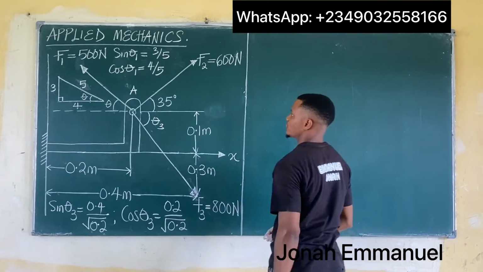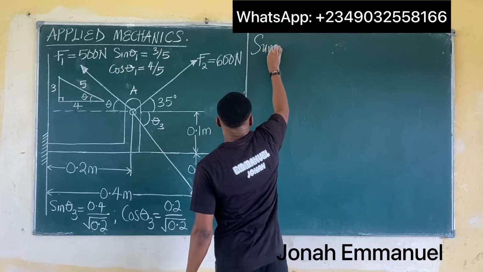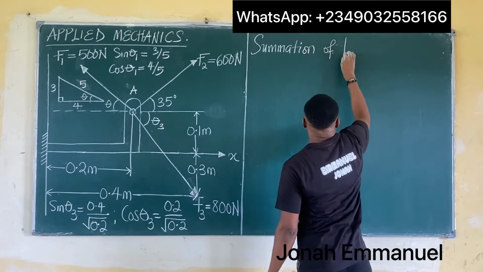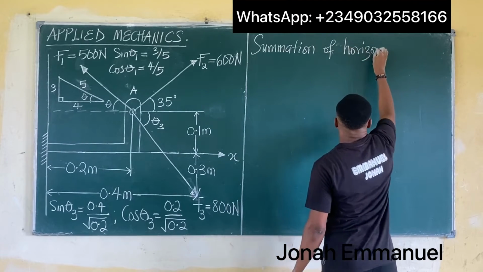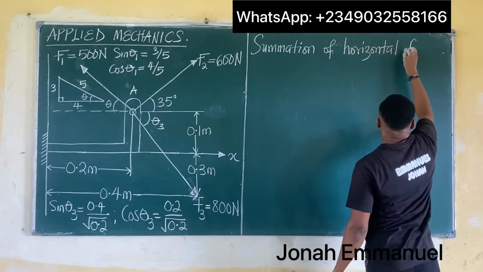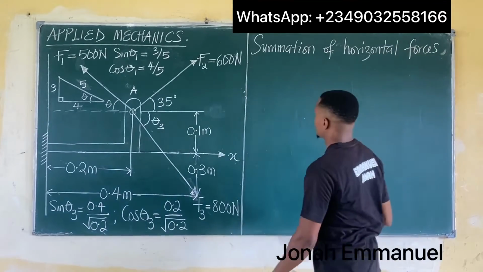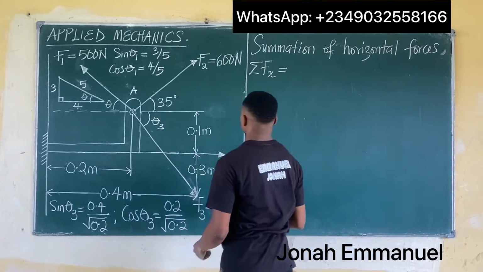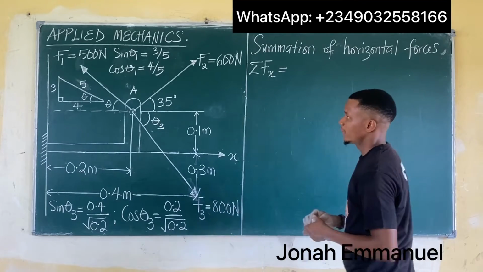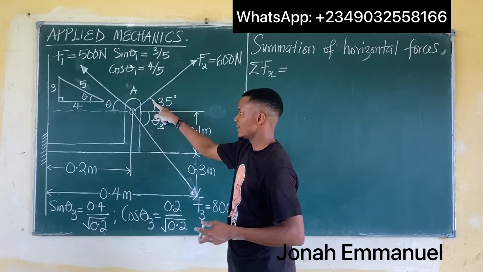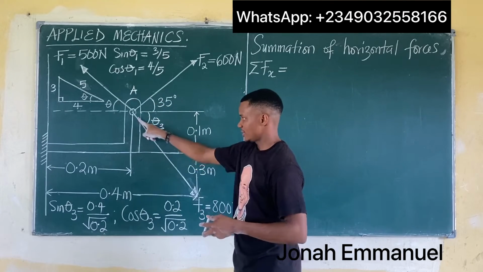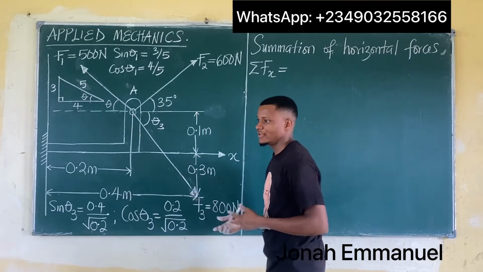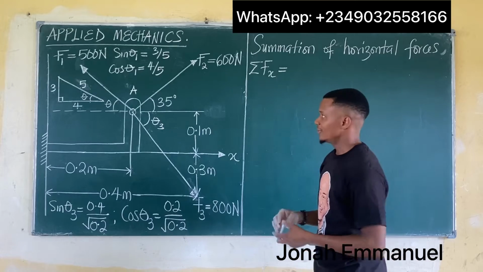Alright, so let's start with summation of horizontal forces. So sigma Fx is equal to, alright, so let's start with F1. Now observe that all the angles are inclined to the horizontal. This one is inclined to the horizontal. This one is inclined to the horizontal. So we don't have to stress ourselves. That means Fx has to be F cos theta.